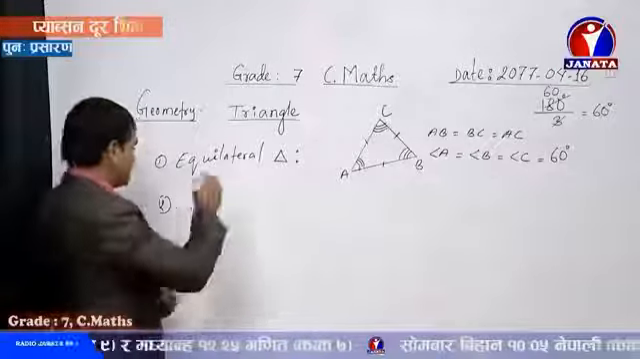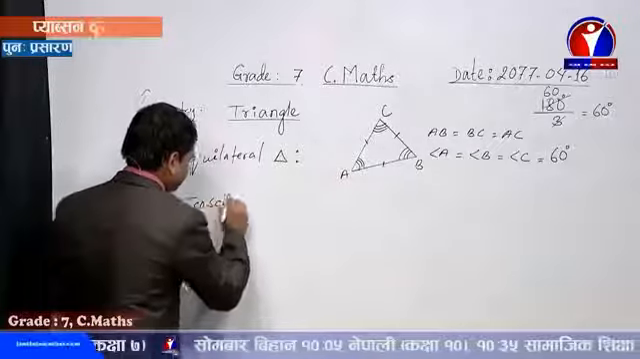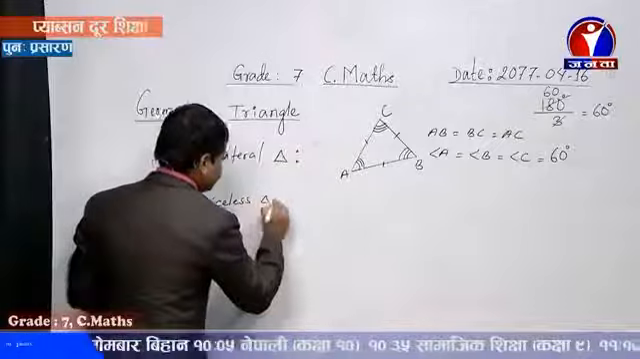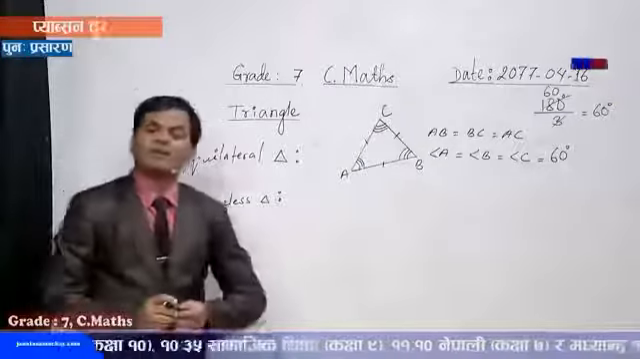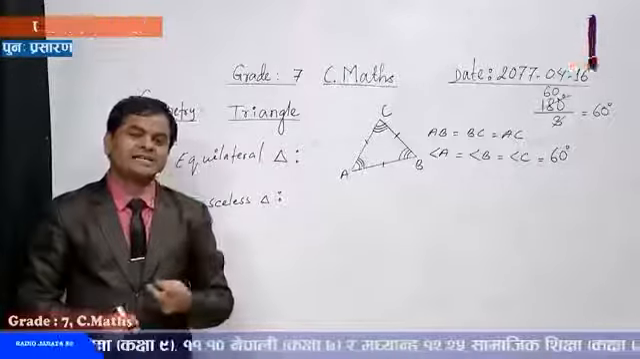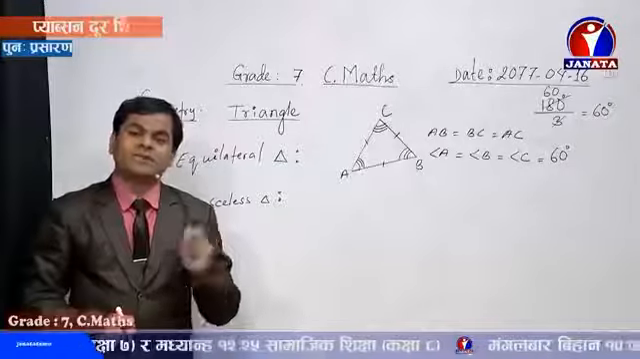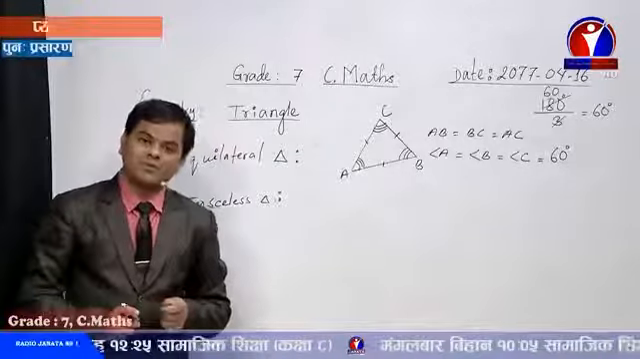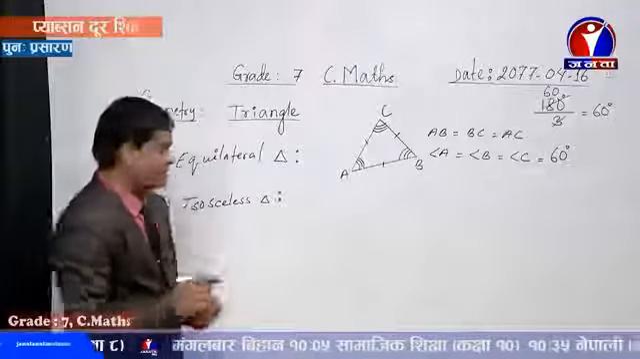Another one is isosceles triangle. Isosceles triangle means a triangle having just two sides being equal and two base angles opposite to the equal sides. The angles whichever form, if are equal, that type of triangle is known as isosceles triangle.